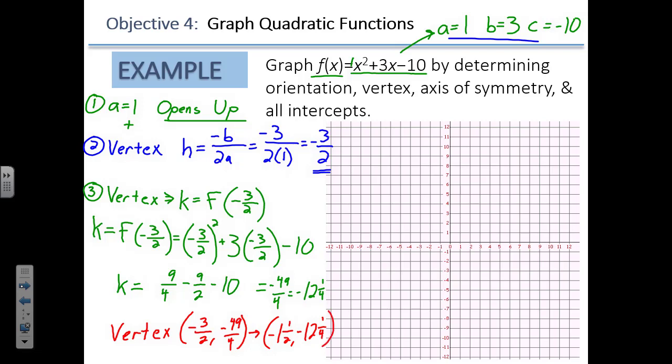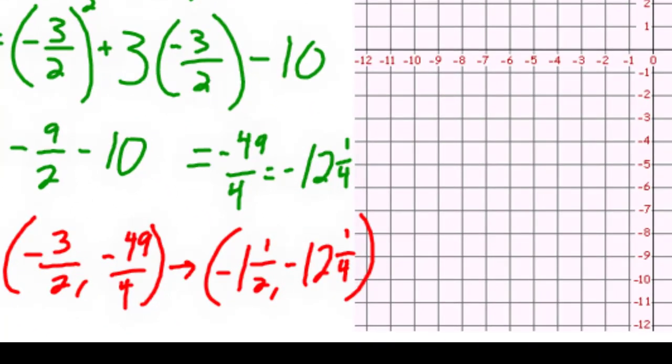Okay, so that means our vertex is 1.5 units to the left and down 12 1/4. That barely fits on our screen. That's going to be right about there. And we know that this parabola is going to open up from there.